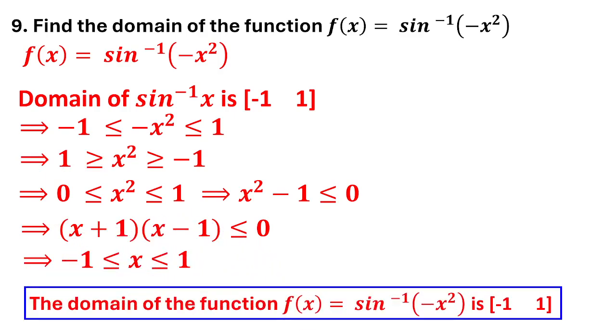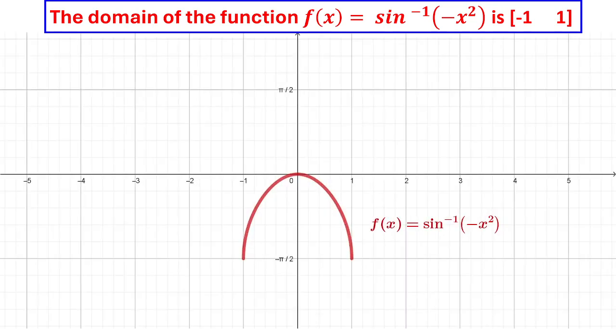Therefore, the domain of the function is -1 to 1. I think you see the domain is the same, just like sine inverse x, it is the same as sine inverse of minus x square. Shall we see the graph of it? All of you know what sine inverse x is. You might have seen that. The range will be from minus pi by 2 to pi by 2. Now you see, its domain is -1 to 1.